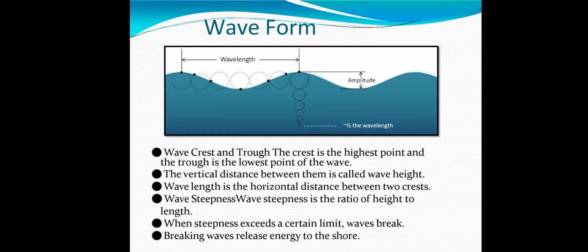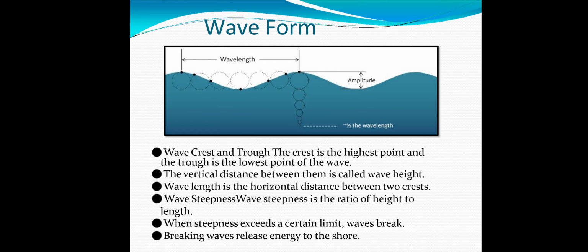Now this is a pictorial diagram of different parts of waves. Wave crest and trough. The crest is the highest point and the trough is the lowest point of the wave. The vertical distance between them is called the wave height. It is shown in the figure, which is also known as amplitude. Wavelength is the horizontal distance between two crests, which we are seeing in the photo.